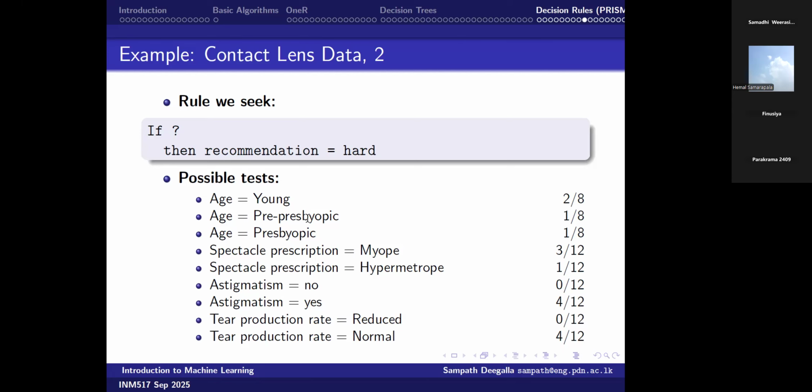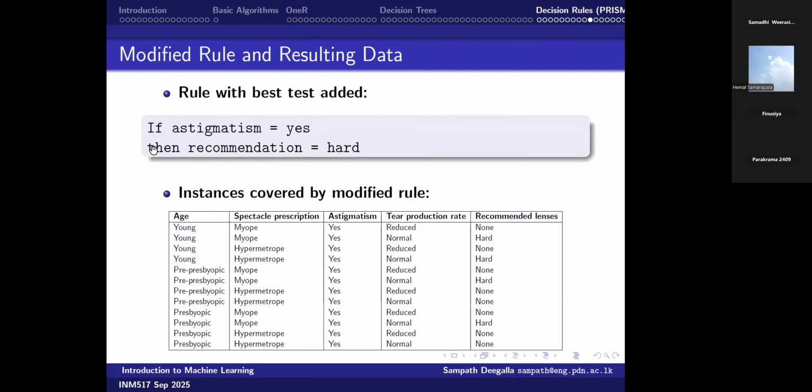So let me move to the next step. So you will go to astigmatism yes, and then recommendation is hard. So this is our best rule now. What is the accuracy? 4 out of 12. Now, if you look at our original data set, we have 24. It will reduce to this number. Why? It will be 12 now.